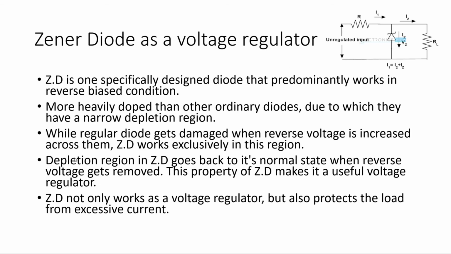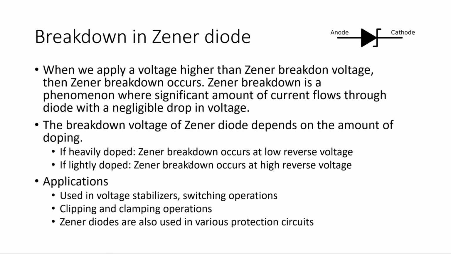Now, the applications of Zener diode. Used in voltage stabilizers, switching operations, clipping and clamping operations. Zener diodes are also used in various protection circuits. Now you may be thinking, what kind of protection circuits? Actually, when we use a Zener diode as a voltage regulator, it protects your load from excess currents. We'll see in the coming slides.